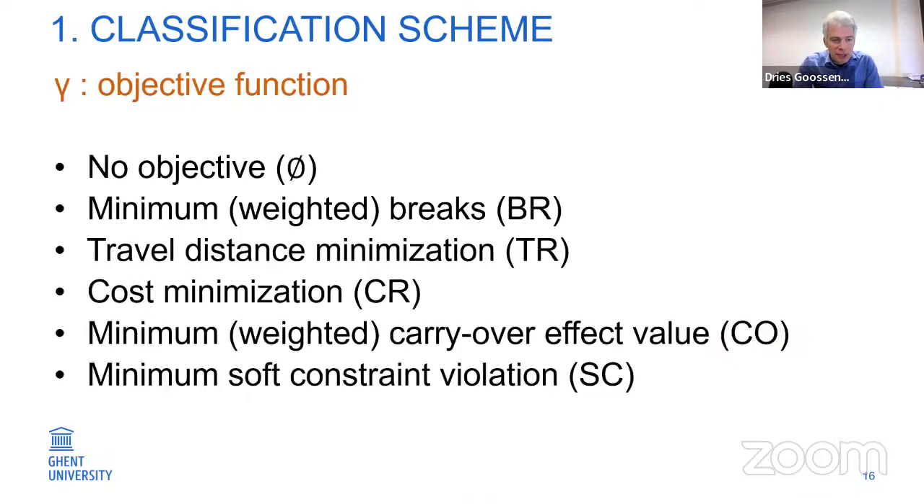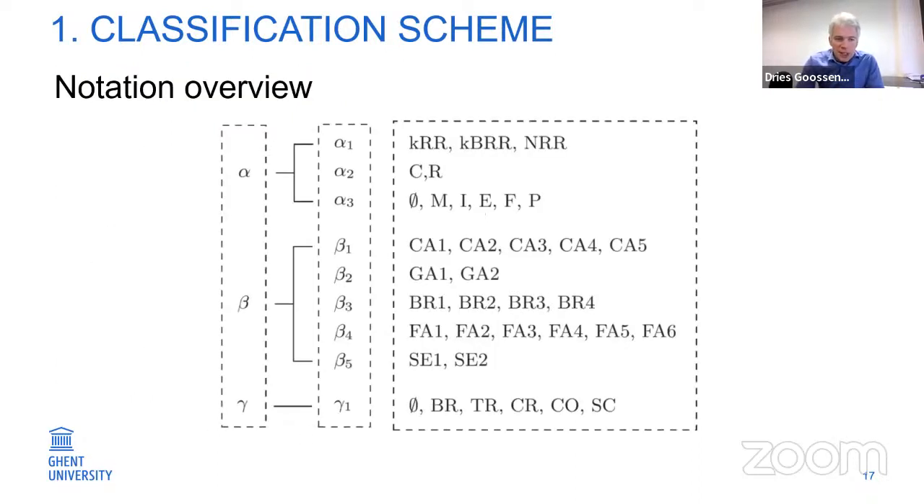Okay, and then the final field is the objective function. We could have no objective function, making it basically a constraint satisfaction problem, or minimize the breaks, minimize the travel distance, minimize costs for certain games, minimize carryover effect, and finally, the most common one, minimize the sum of the soft constraint violations. Okay, and putting all this together, we get this classification with the 3 fields, alpha, beta, gamma, and their subfields, and this can basically categorize which kind of sports scheduling problem we are facing.